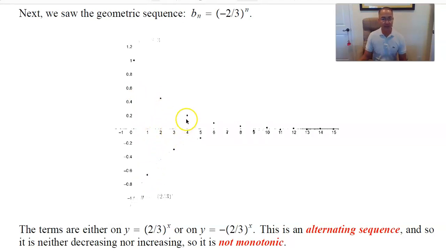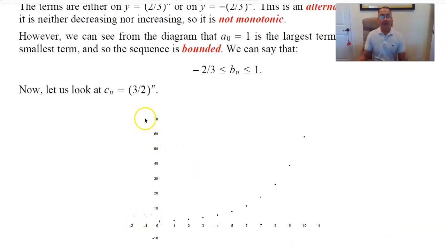So you're zigzagging. It's neither monotonic increasing nor monotonic decreasing. However, is it still bounded? Okay, well, all the terms are below 1, just like before, or equal to 1. And this time you have negative terms, but all of the negative numbers are greater than, let's say, negative 0.8. So this geometric sequence is still bounded, both above and below.